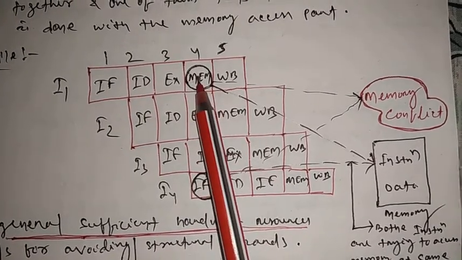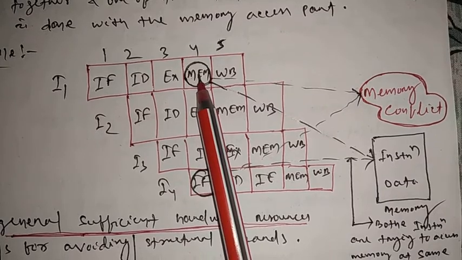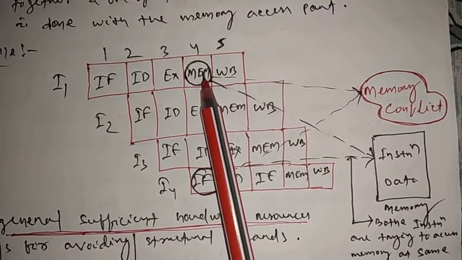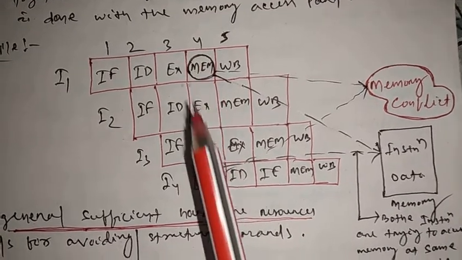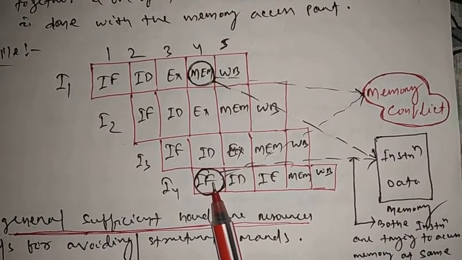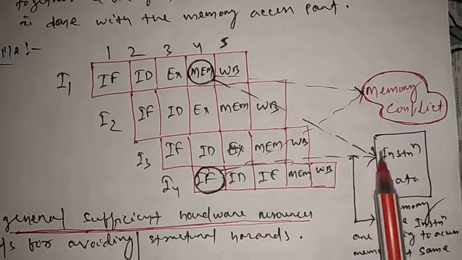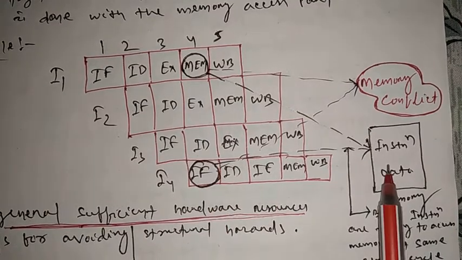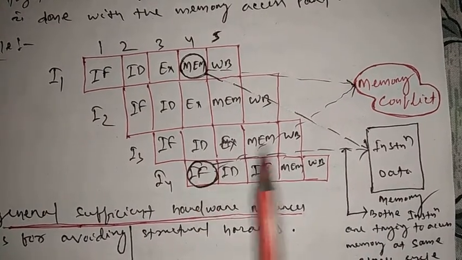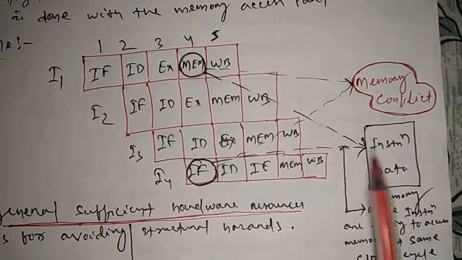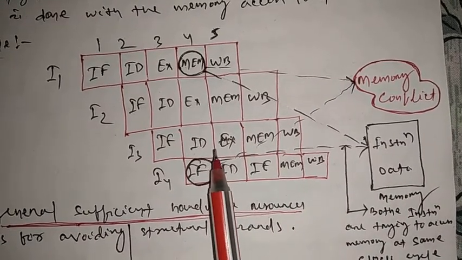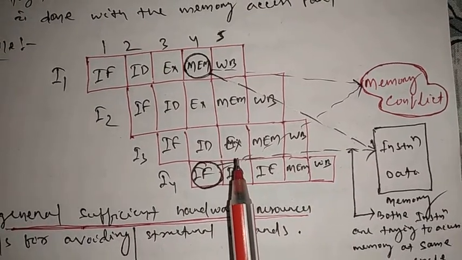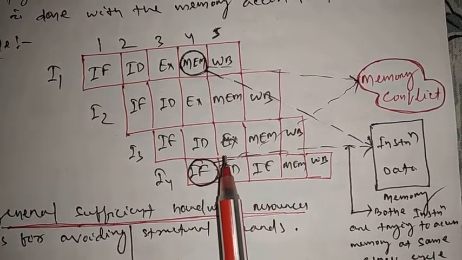So look, when instruction 1 is in the 4th stage, at the same time instruction 4 is loaded into the pipeline. So in the 4th stage, what is instruction 1 doing? Instruction 1 is trying to access memory, while instruction 4 is trying to access data from the computer memory. Suppose this is the computer memory: instruction 1 is trying to access the memory and instruction 4 at the same time is trying to access data from the memory, which will create a memory conflict, that is nothing but a structural hazard.